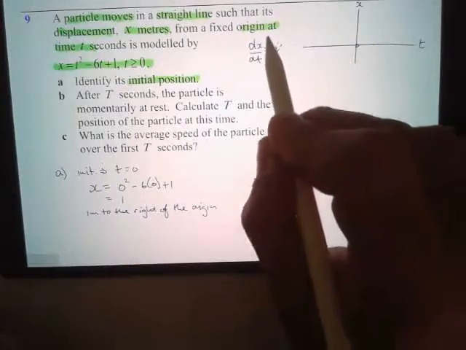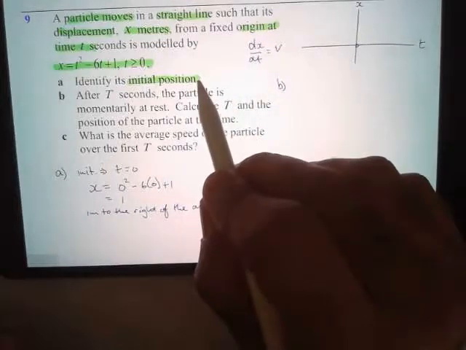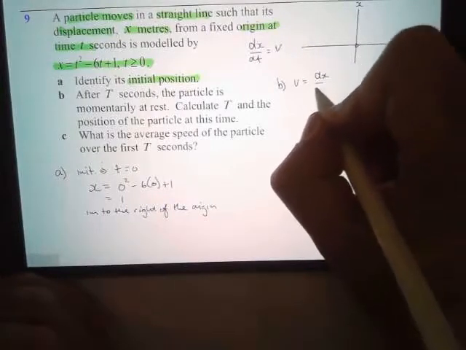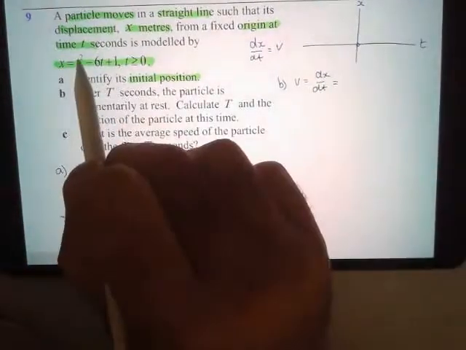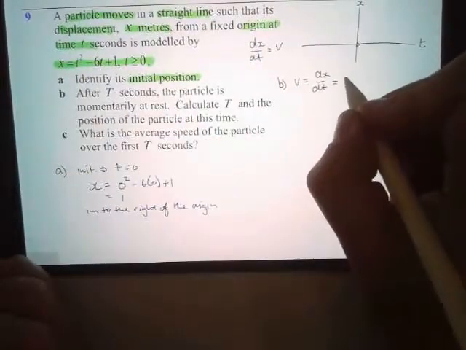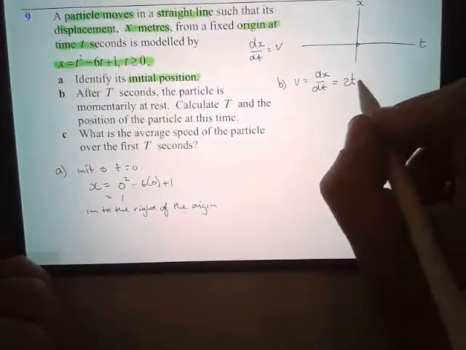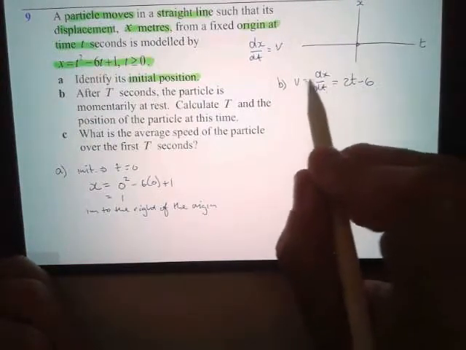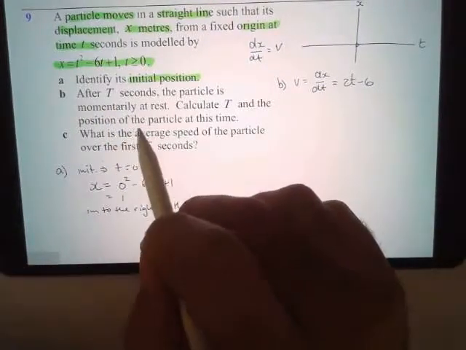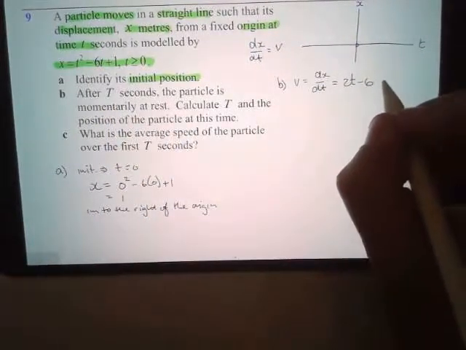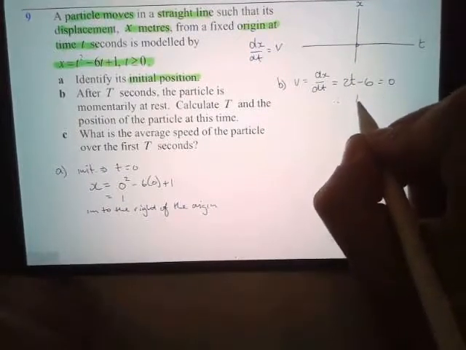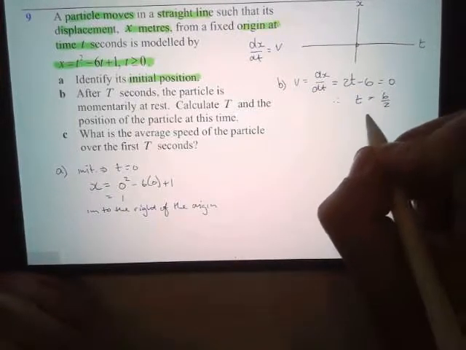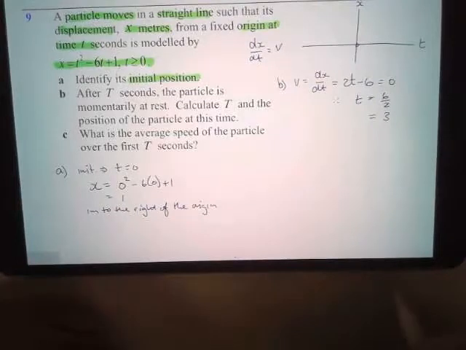If the velocity is 0, it means that is when my derivative equals 0. So let's find the derivative. Velocity equals dx/dt, and dx/dt equals 2 goes to the front, it's 2t minus 6, and the 1 falls away. So that is the velocity. Where is the velocity 0? What's the time when this comes to rest? So t equals, minus 6 goes over, it becomes plus 6, and then I divide by 2, so that will happen after 3 seconds.